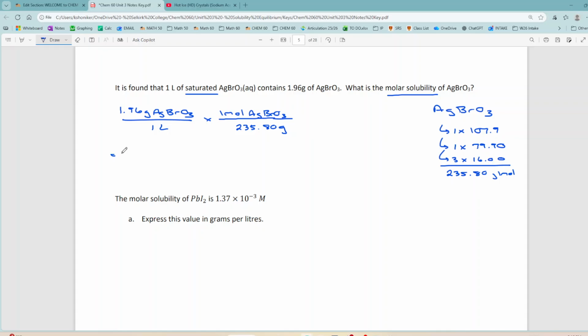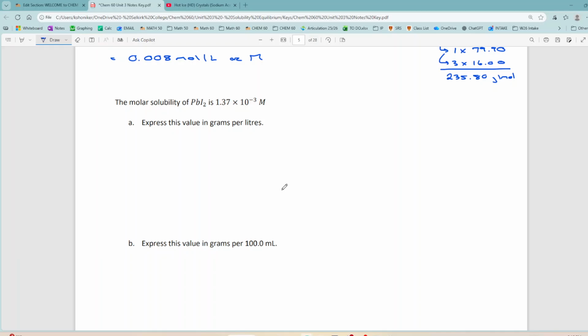So we would have 1.96 divided by 235.8, which would give us 0.008. We were kind of limited by this 1 liter, so 0.08 moles per liter of the silver bromate, or molar. Okay. What if we wanted to go the other way around? So what if they gave you molar solubility and you wanted to express this in grams per liter, which we will learn eventually is just solubility, not necessarily molar solubility.